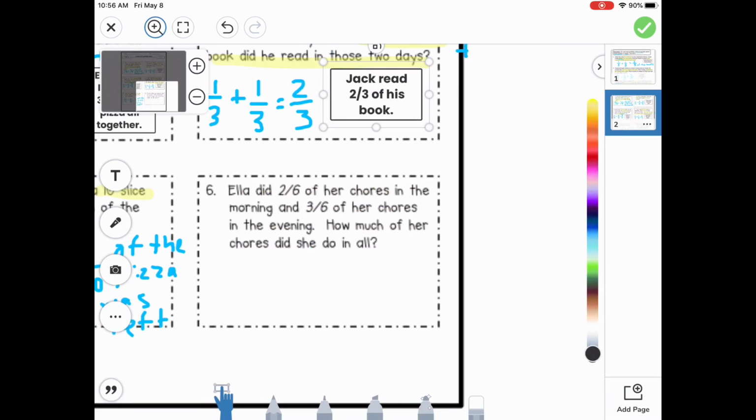And last but not least, question number 6. Ella did 2/6 of her chores in the morning and 3/6 of her chores in the evening. How much of her chores did she do in all? Because it's asking how much she did in all, that tells me I need to add those two fractions together. So 2/6 plus 3/6 equals 5/6. Ella did 5/6 of her chores.